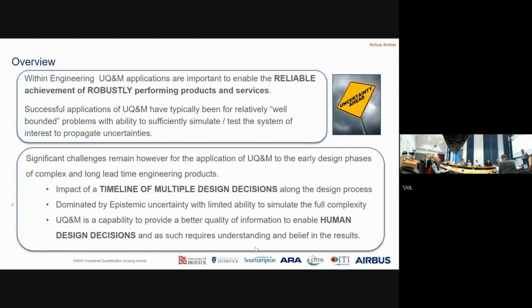And one of the other ones is that UQ&M is ultimately a capability to provide a better quality of information to enable human design decisions. Computers do not design aircraft, humans design aircraft. So it's a key point that whatever you do in this, it has to be adding value to a human-based decision. And a human therefore has to understand and believe the results that are coming forward, and that's an important one. How do you validate some of this uncertainty? How do you ensure that you are actually giving the right message? It's not an easy question to answer.